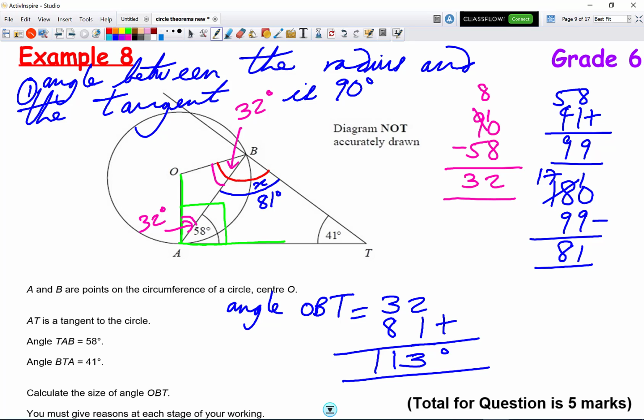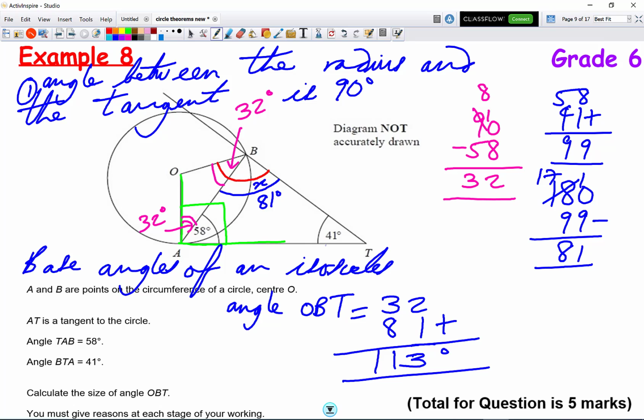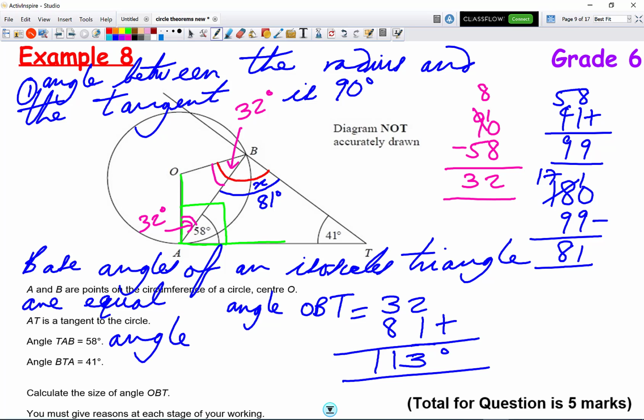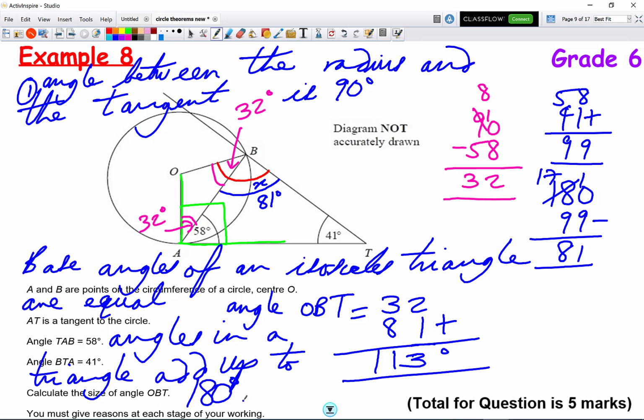And we can also say that base angles of an isosceles triangle are equal. Base angles of an isosceles triangle are equal. And we're also going to say that angles in a triangle add up to 180. Angles in a triangle add up to 180 degrees.